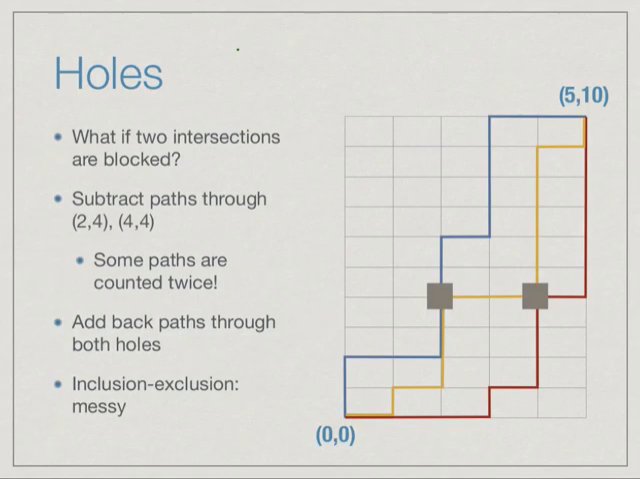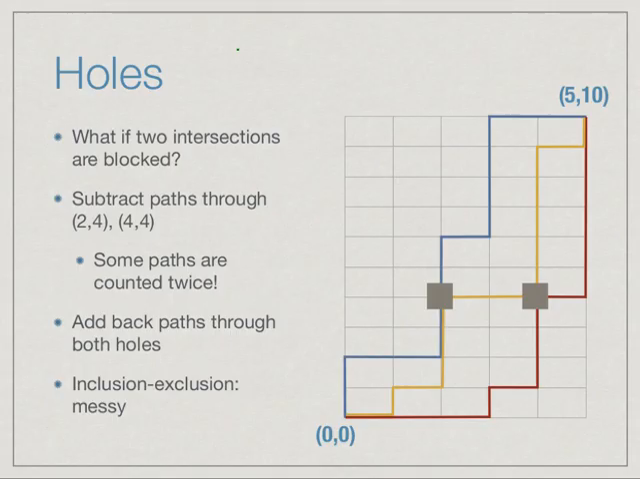Now what happens if we put two such intersections? Okay, so we can do the same thing. We can count all the paths which get blocked because of the first intersection. We can count all the paths which pass through. In this case, 4, 4 is the second intersection which has been blocked. So we can count all these paths which pass through 4, 4. So this we know how to do. We just computed it for 2, 4.